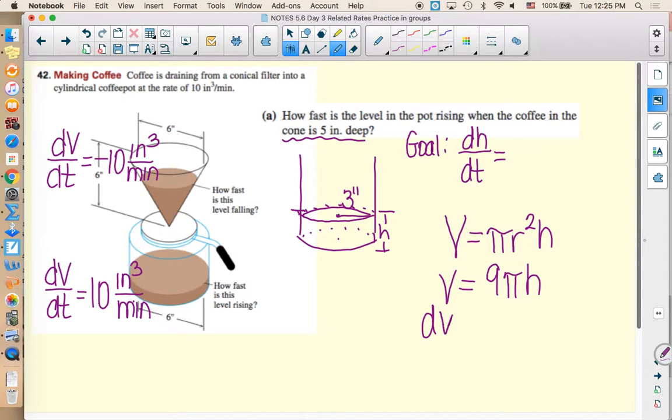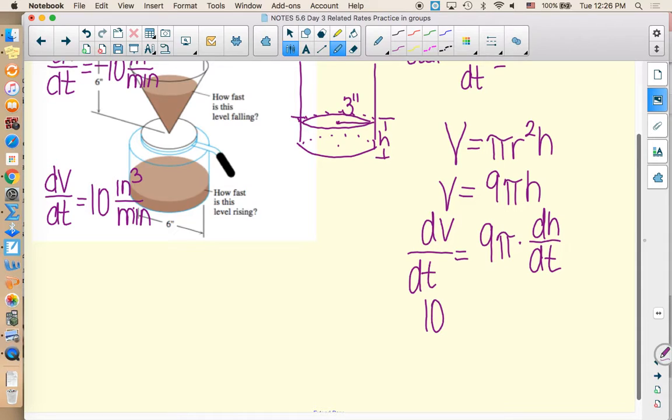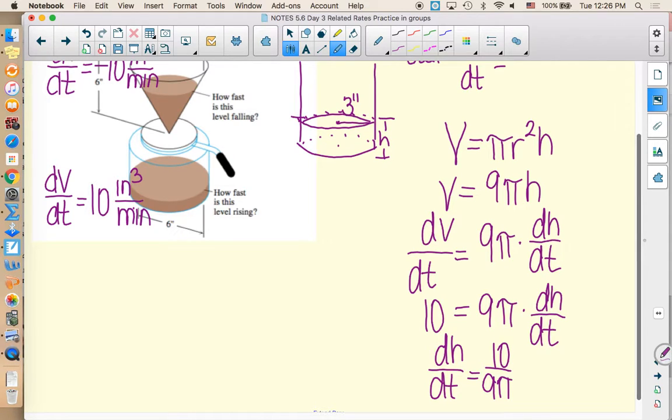So when I go to do some calculus, the rate of change of volume with respect to time is going to be, when we do the derivative of this, 9 pi dh/dt. I can sub in then for the volume in the coffee pot. The volume in the coffee pot's rate of change is 10 cubic inches per minute. 9 pi times the rate I'm interested in finding for the coffee pot. So when I do some division, dh/dt is going to come out 10 divided by 9 pi, and we're going to be in inches per minute.